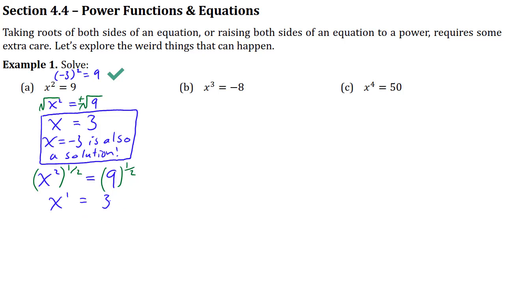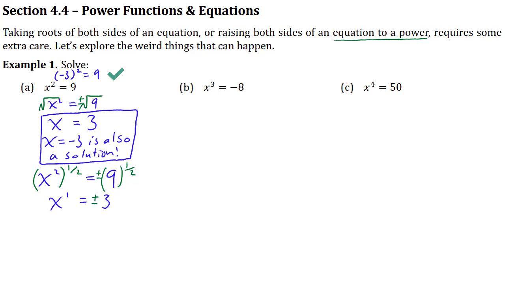You don't have the -3, so if you're doing a 1/2 power, you're basically doing a square root. So just like with a square root, you need to include a plus or minus. That's something to keep in mind if you ever raise both sides of an equation to the power 1/2.